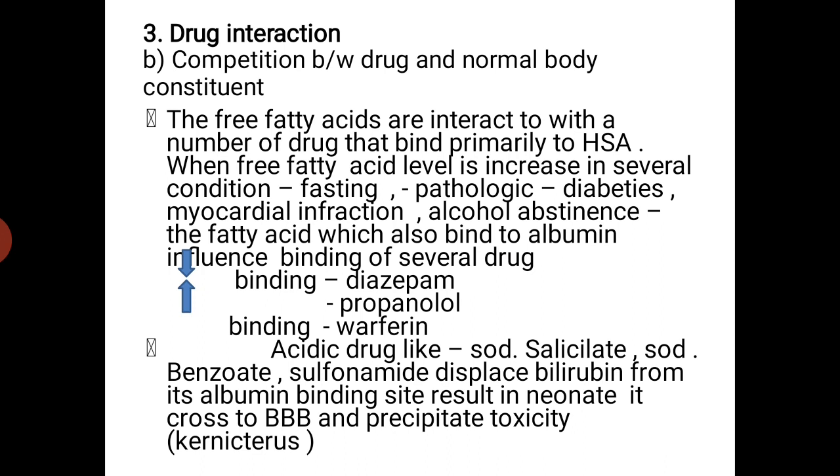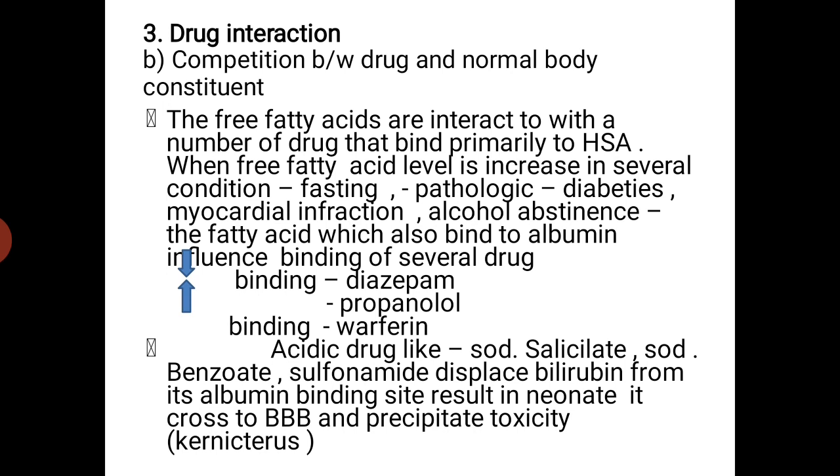Okay, so this was the interaction between drug and drug. Next is the competition between drug and normal body constituents, for example fatty acids. A body constituent can also interact with the drug and result in significant drug interactions. The example is this one: free fatty acids interact with drug molecules that bind primarily to human serum albumin. When free fatty acid levels increase in several conditions, especially fasting, diabetes, and myocardial infarction, the amount of fatty acids can be increased. Now what happened?